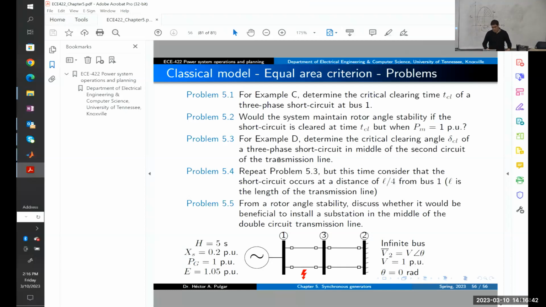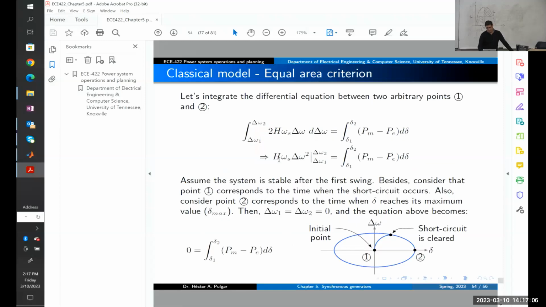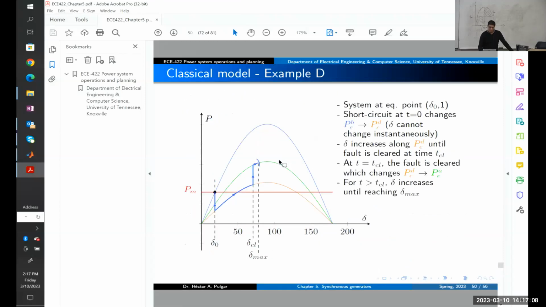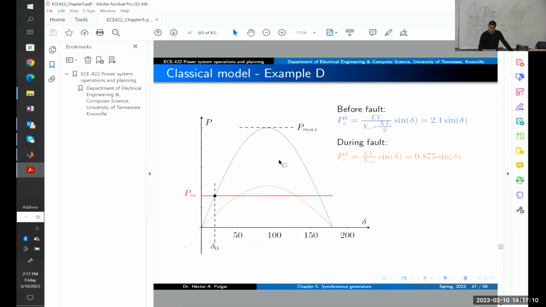Okay? So we will start and we will work on this first problem, problem 5.1. We need to determine what is the critical clearing time if we have a three-phase short circuit at bus 1. We did that by simulation. Do you remember the value? It's hard to remember, but we did the code and we got some result. Let me go back to example C.